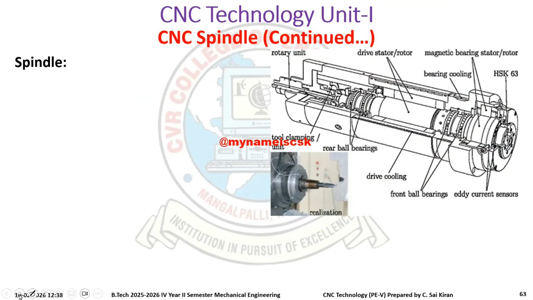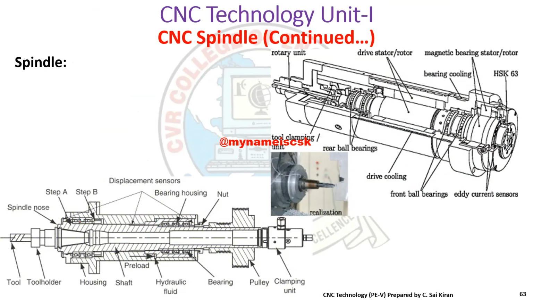Next, this is the spindle diagram. This is the spindle diagram we have to draw in the exam. So here this is the tool, the cutting tool, and this is the tool holder. This tool holder is inserted in the spindle, and here you have the housing, and this is the shaft. This is the hydraulic fluid that we are moving, and these are the ball bearings for smooth rotation, and you have a pulley and clamping unit here. Yeah, this is the nut so that it shouldn't fall out.